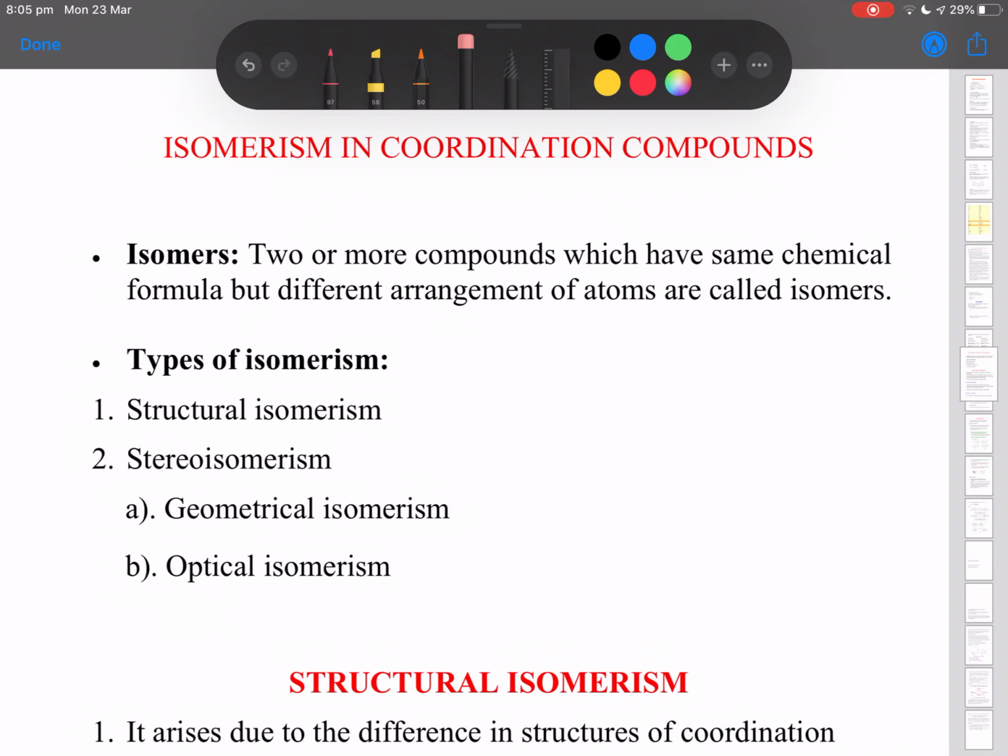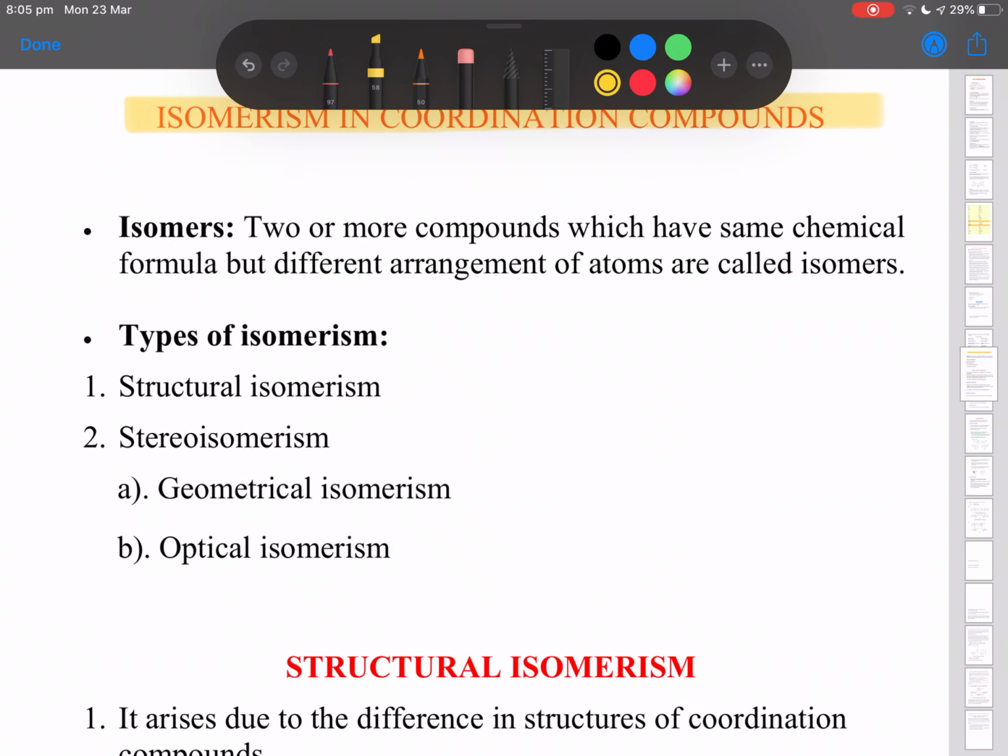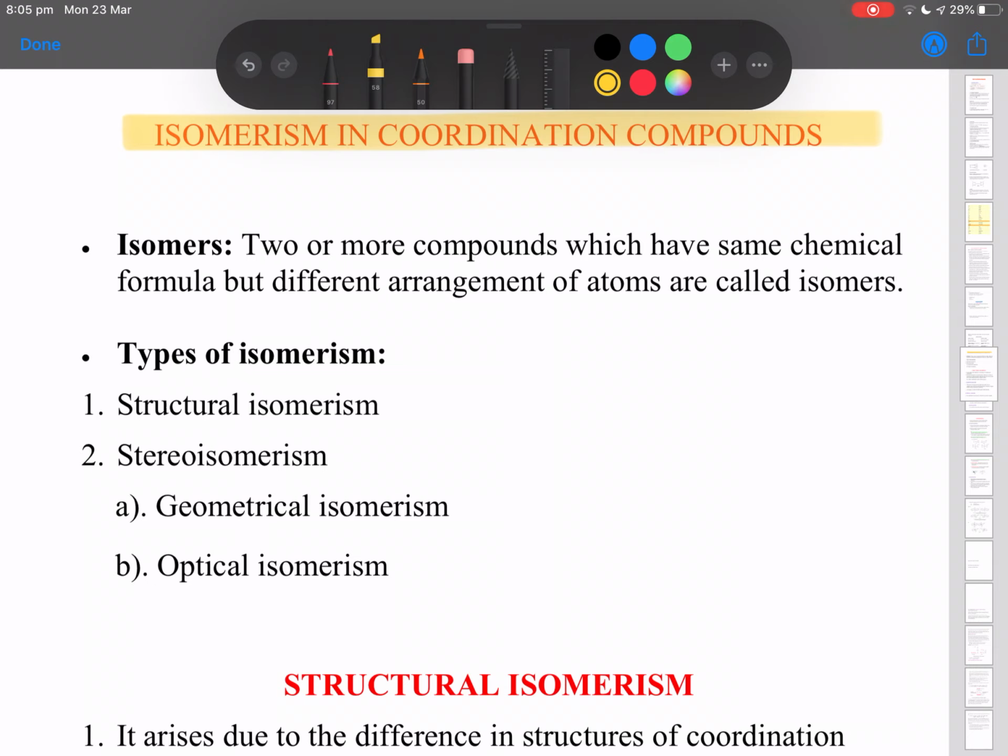Good morning, children. So, we move ahead with the topic isomerism in coordination compounds. This topic is very important to understand the geometry or the shape of the coordination compounds. Let us first understand what we mean by the term isomers.